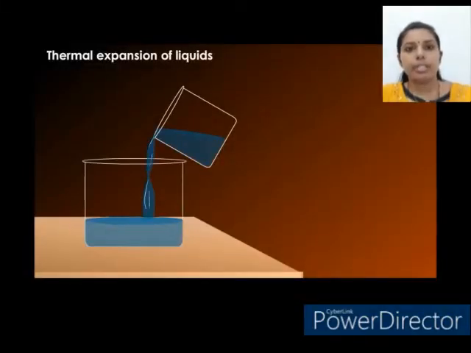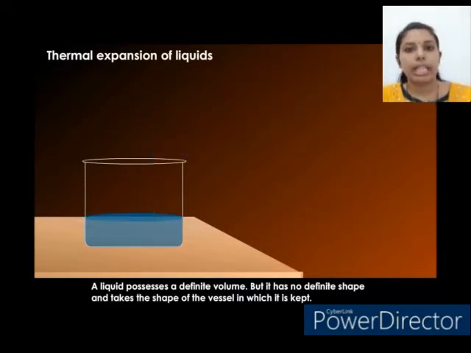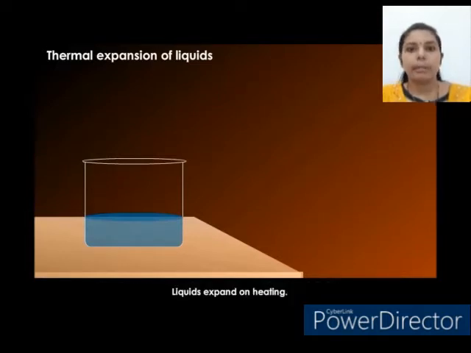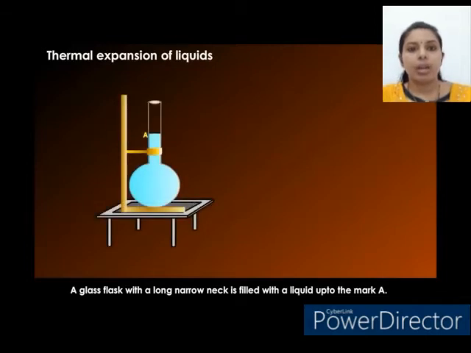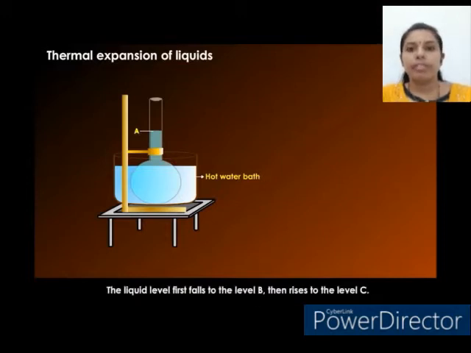A liquid possesses a definite volume, but it has no definite shape and takes the shape of the vessel in which it is kept. Liquids expand on heating. A glass flask with a long narrow neck is filled with a liquid up to the mark A. The flask is placed in a hot water bath. The liquid level first falls to the level B, then rises to the level C.